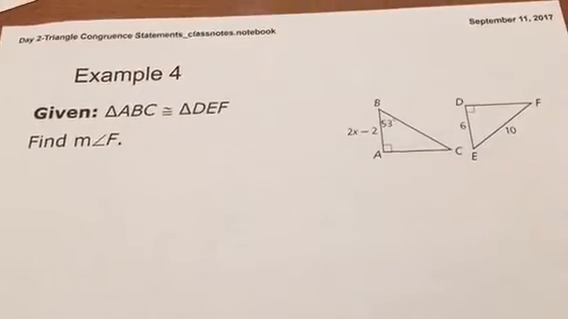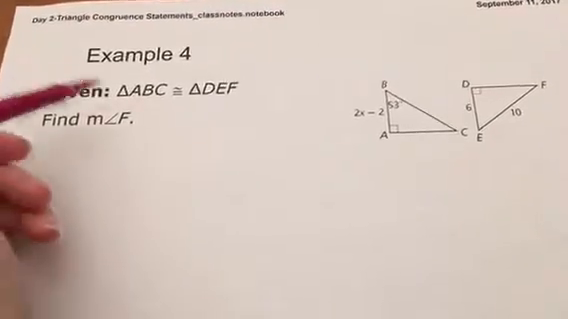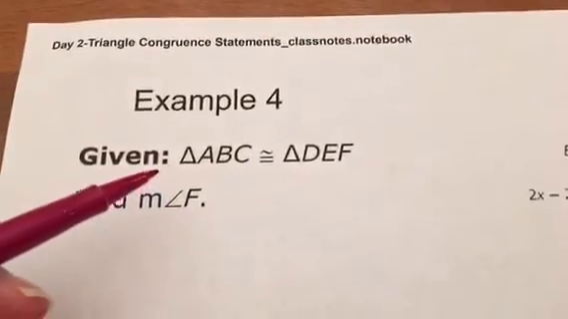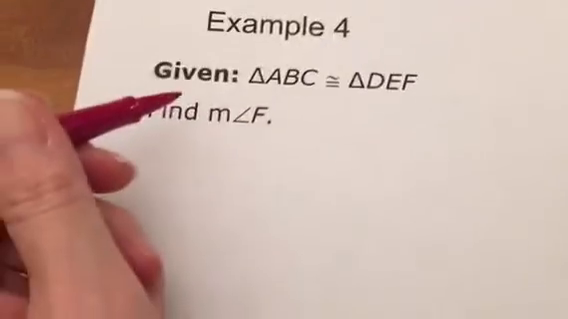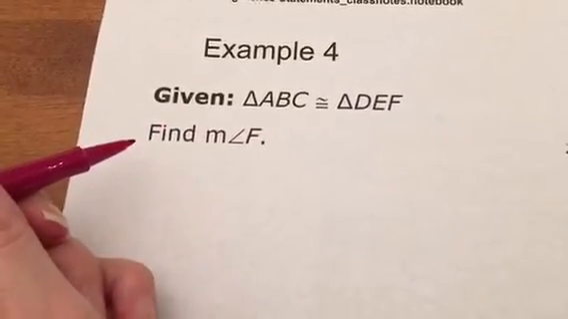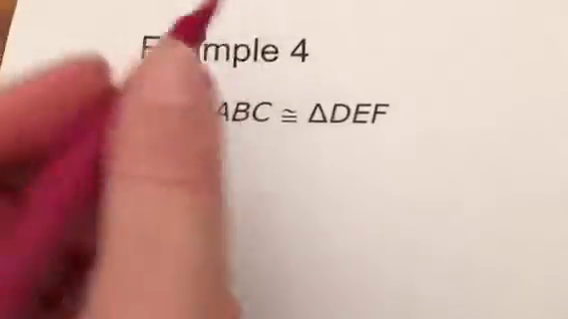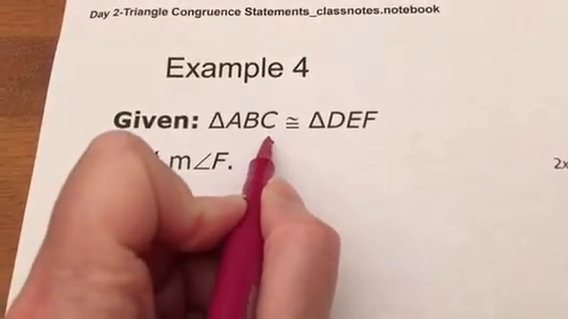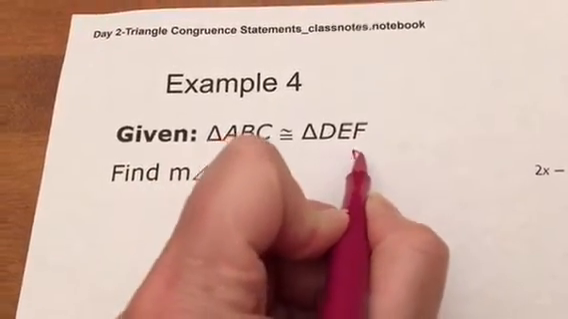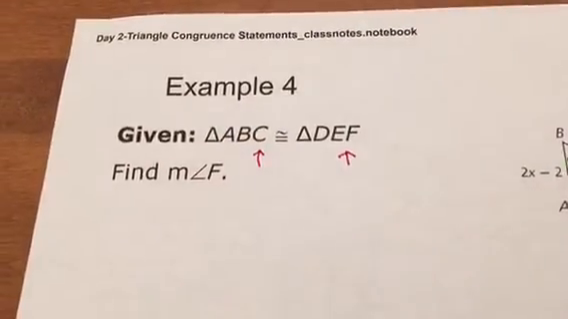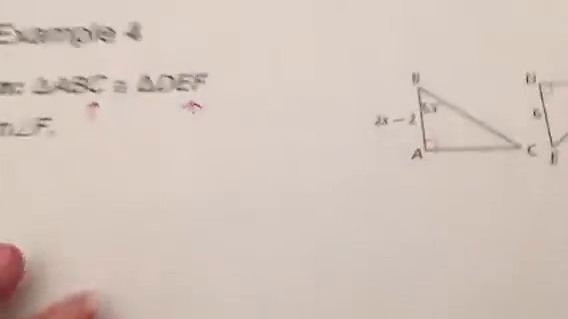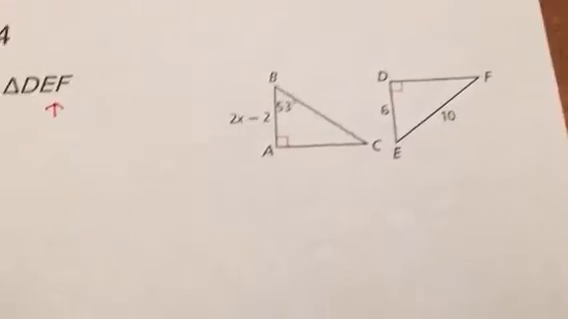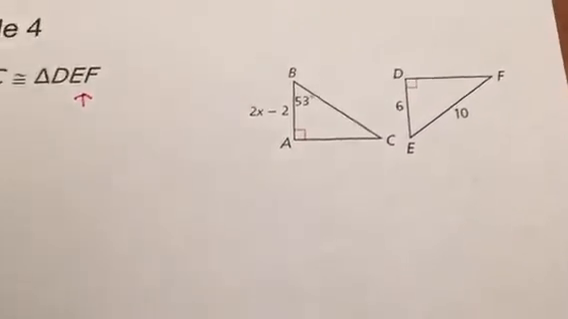Okay, and then in example 4, again, we're given that triangle ABC is congruent to triangle DEF, and we want to find the measure of angle F. So I know from this problem, if I know the measure of angle C, then I'll have the measure of angle F. So there might be some clues that I can use to solve the problem. So first thing I want to do is mark up the triangle.